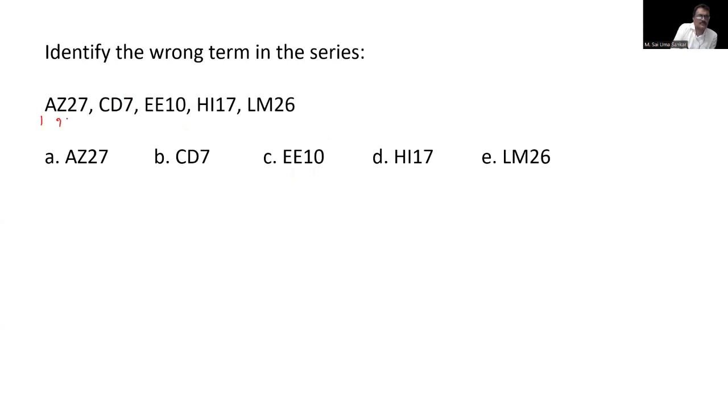Same, 1 26, 3 4, 5 5, 8 9, 12 13. If you observe, 1 plus 26 equal to 27, 3 plus 4 equal to 7, 5 plus 5 equal to 10, 8 plus 9 is equal to 17, 12 plus 13 is equal to how much? 25. But here 26 is there. So what is the wrong series? LM26, which is the required answer. That's it.